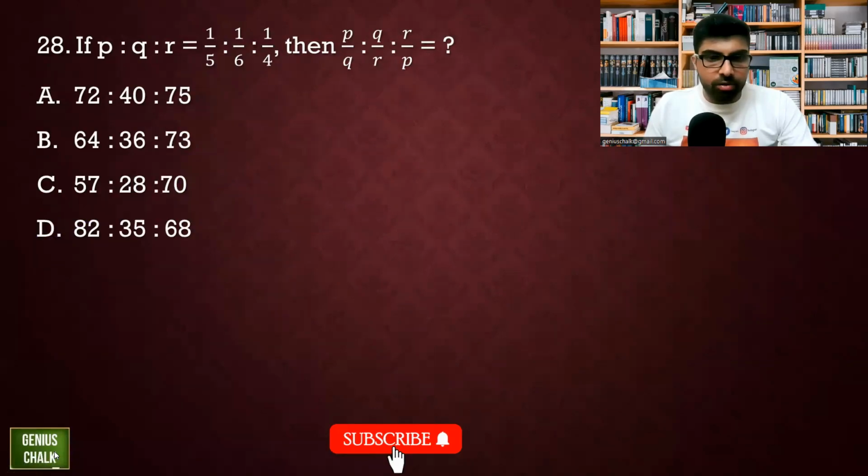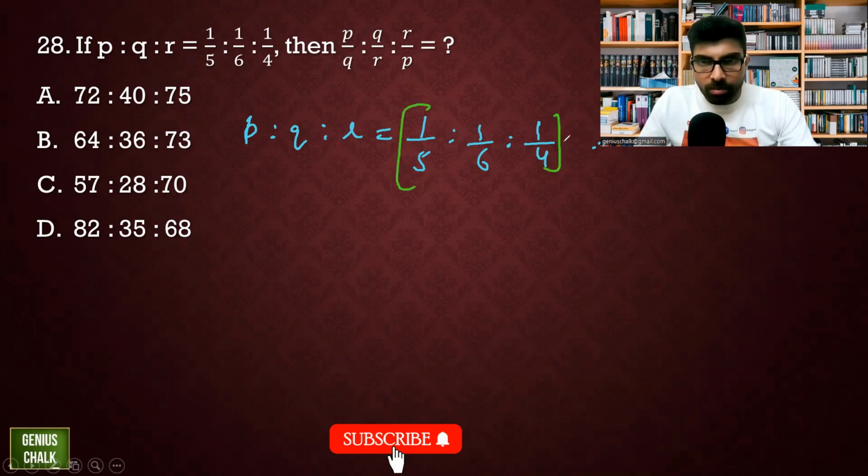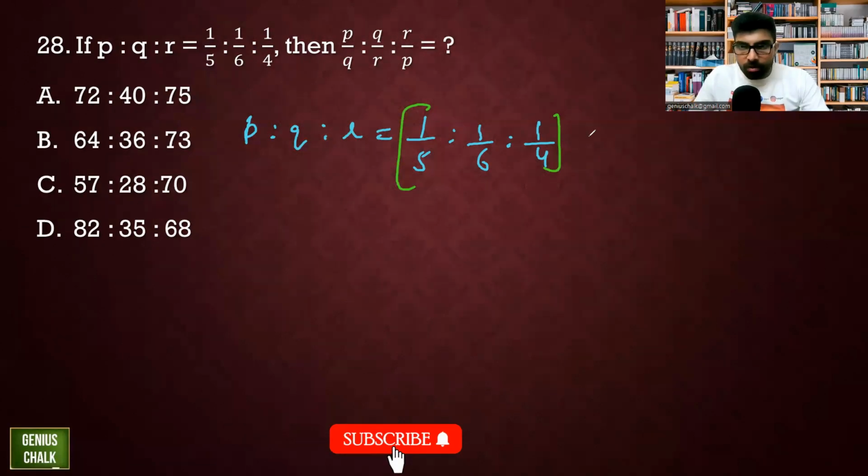P is to Q is to R is 1 by 5, 1 by 6, 1 by 4. Find P by Q, Q by R, and R by P. So let's find this ratio. I have told you that if P is to Q is to R is 1 by 5, 1 by 6, 1 by 4, what are the values of this? So basically we have to reverse it. So take the LCM. What is the LCM? 60 is the LCM, multiply all of them with 60. So this becomes 5 12s are 60, 6 10s are 60, 4 15s are 60.